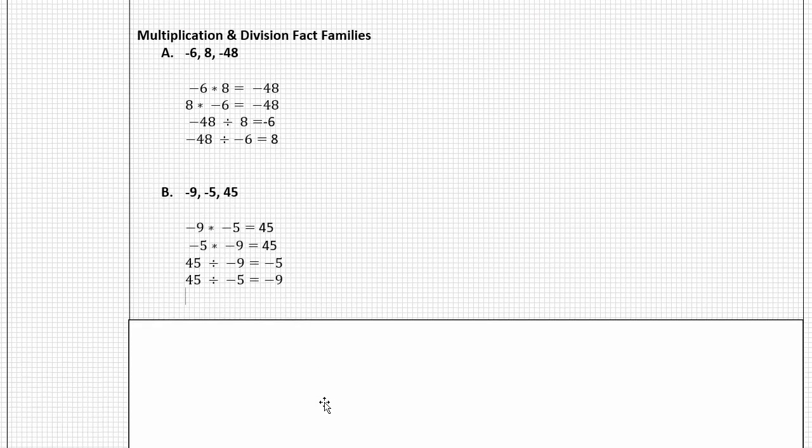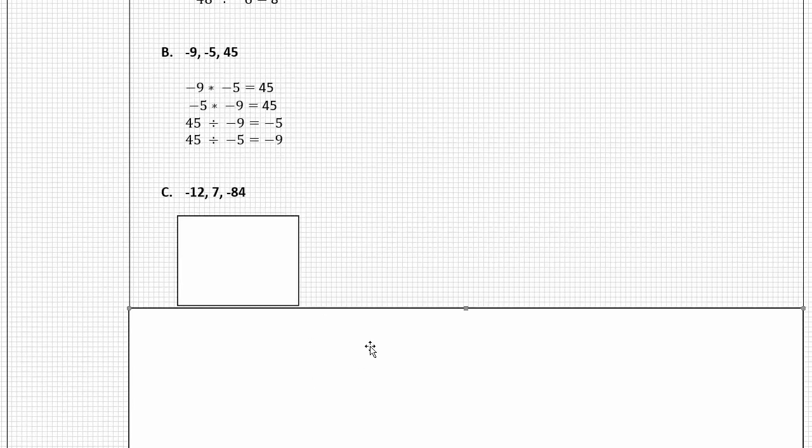Let's try a few more. Here's the next fact family I want us to work with: -12, 7, and -84. See if you can set up all four facts for the multiplication and division fact family using these three integers. Pause the video to do that, and then resume the video to see how we compare.